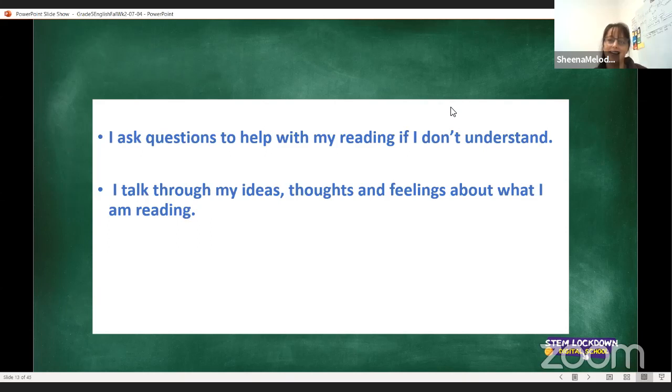Another good way of understanding something that you're reading is to talk through your ideas, like we're doing now. We're sharing ideas, we're sharing our feelings about what we are reading. For example, we read a piece about hippos just now. Who has anything to share about hippos? Who knows something about hippos they can tell me? Yes.